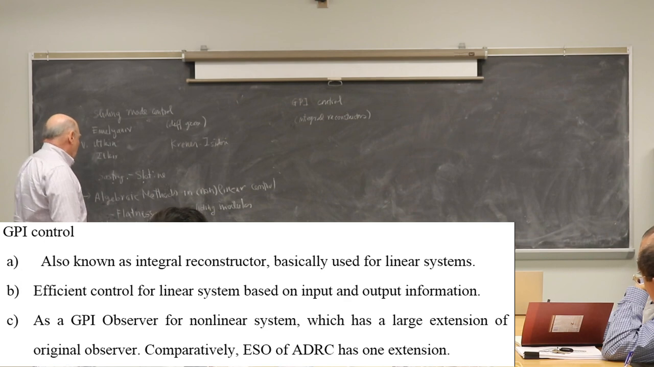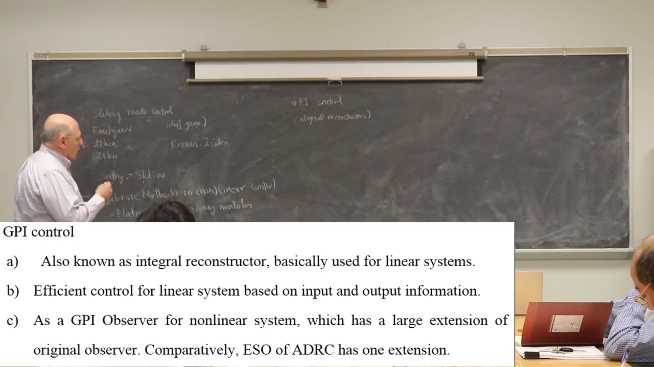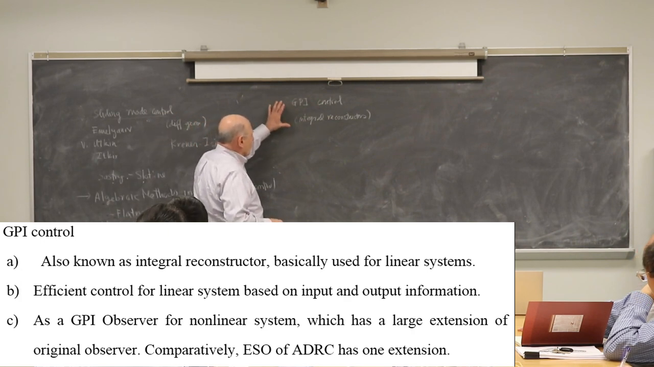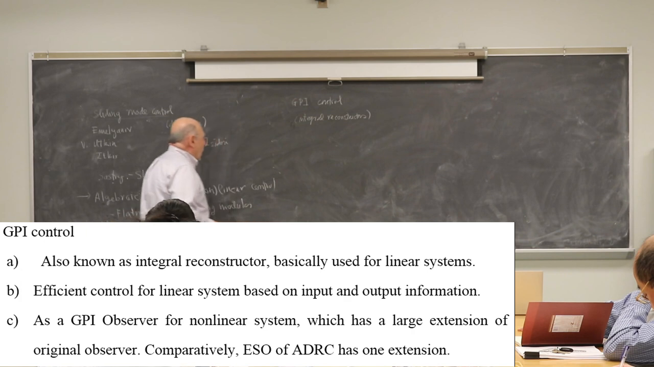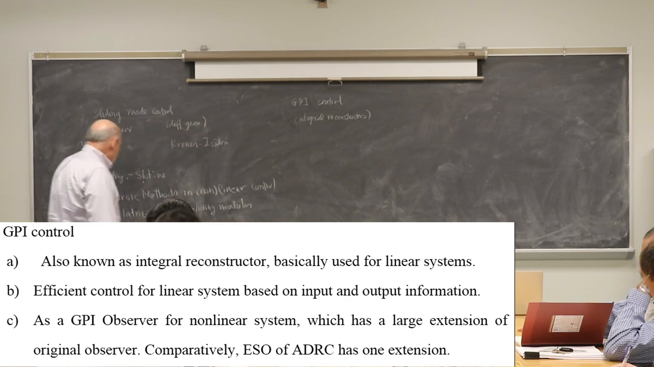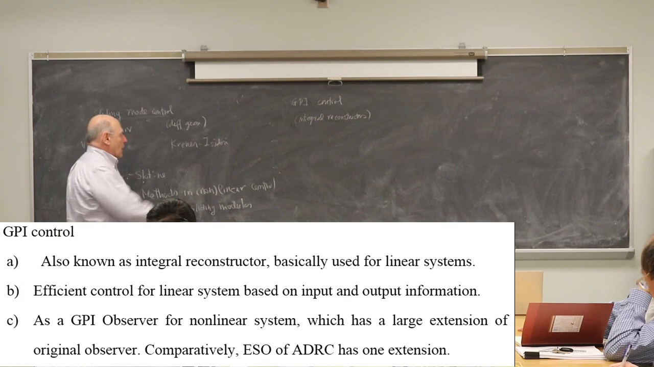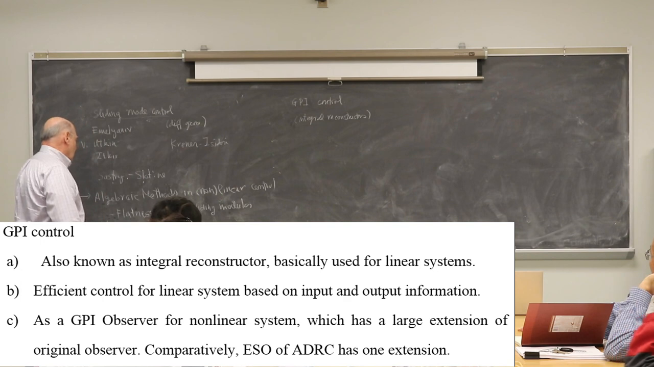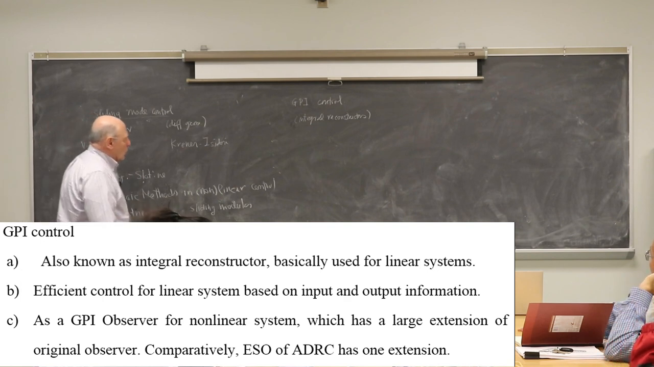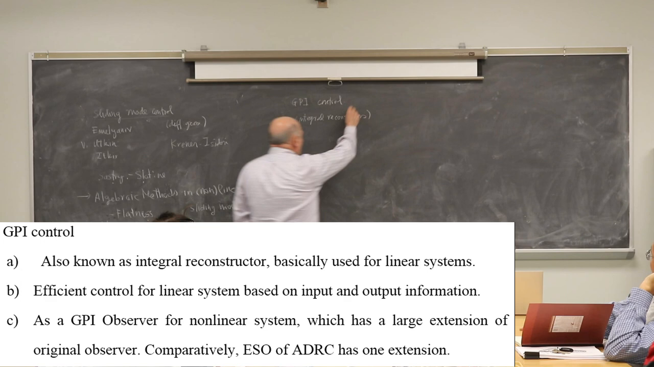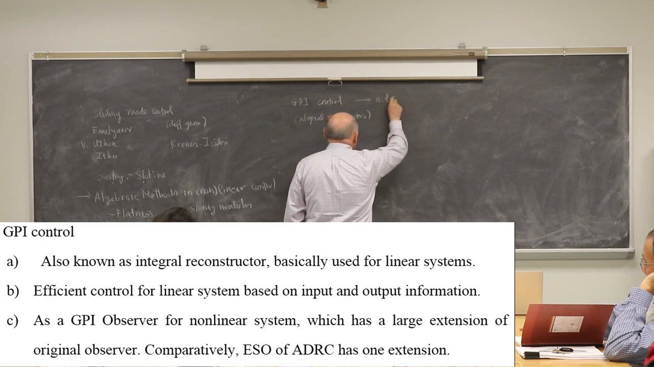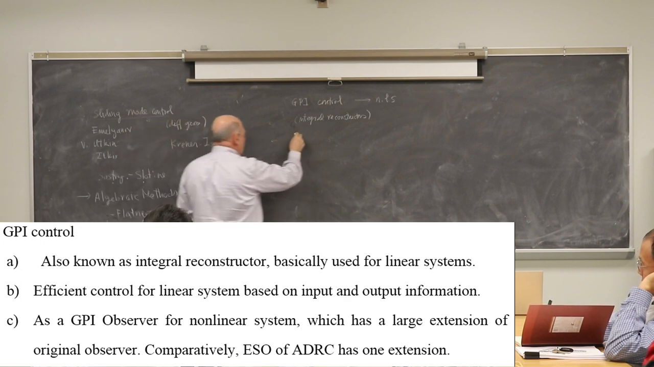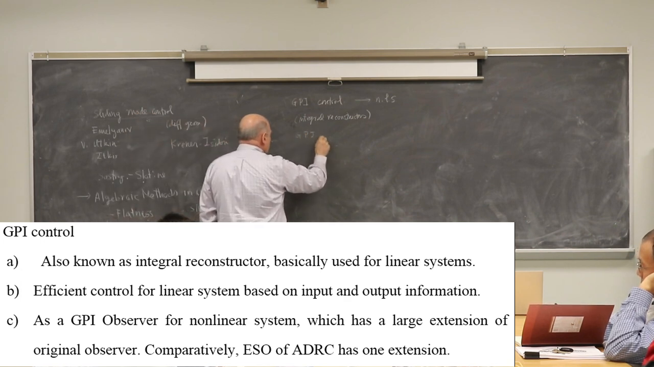So by measuring inputs and outputs, you can be very efficient in controlling the system, and the controller turns out to be linear. And at that time, we devoted some energy to try to extend that GPI control to nonlinear systems. And when I was doing that, in the area of nonlinear systems, I came up with what we call GPI observers.